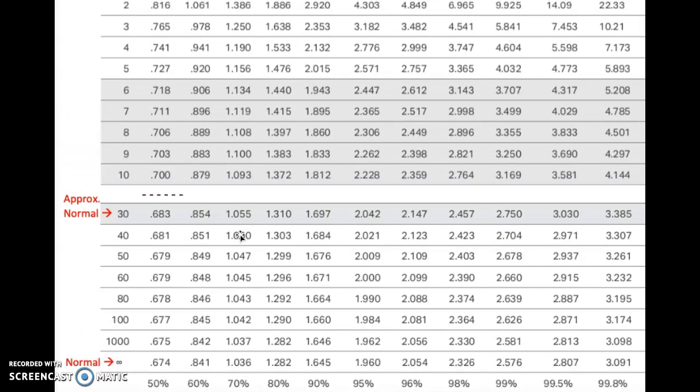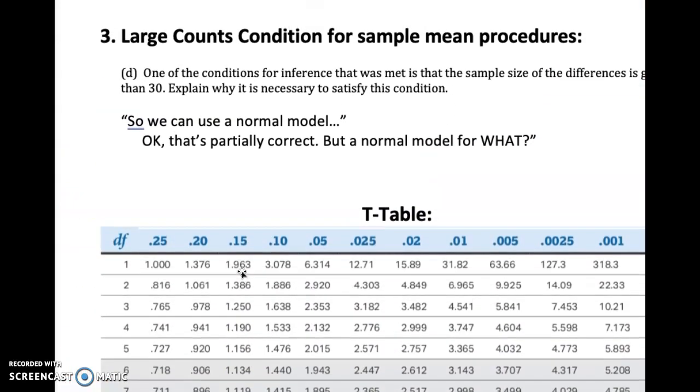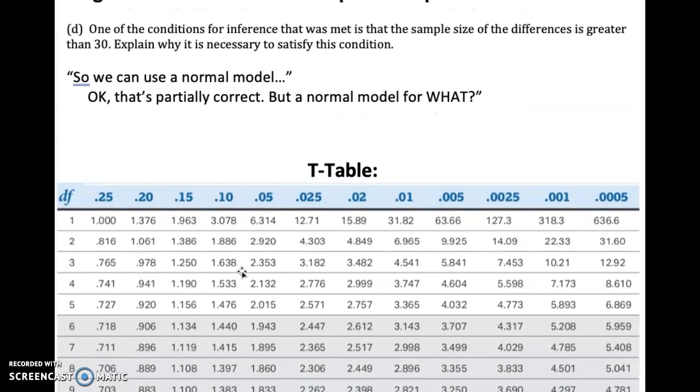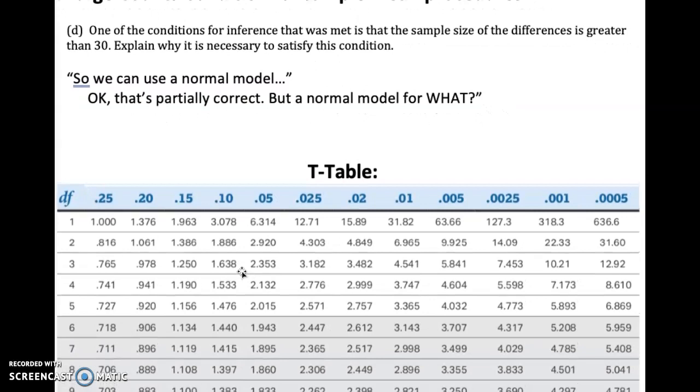The full best answer on this, why do we like a sample size greater than 30? It's so that we can assume a normal model, or an approximately normal model, for the sampling distribution of X bar, which in turn allows us to use t intervals and t tests. That's the full answer.